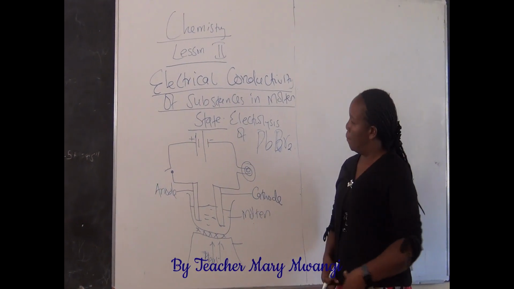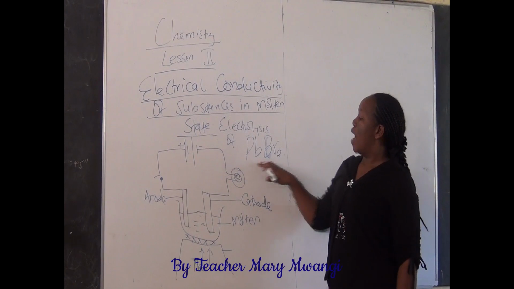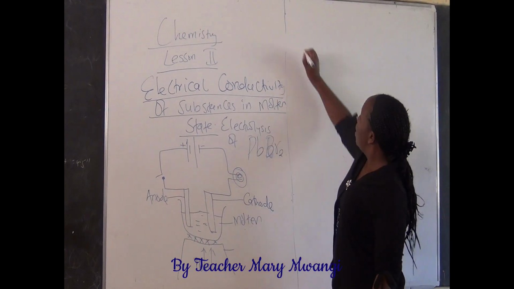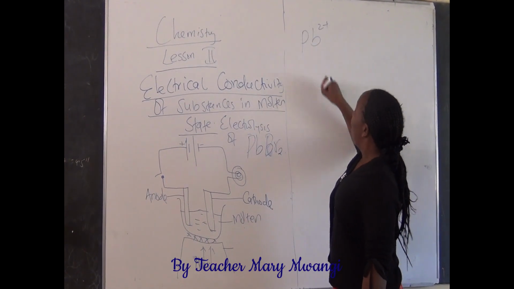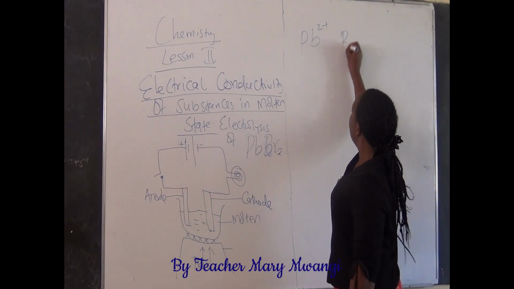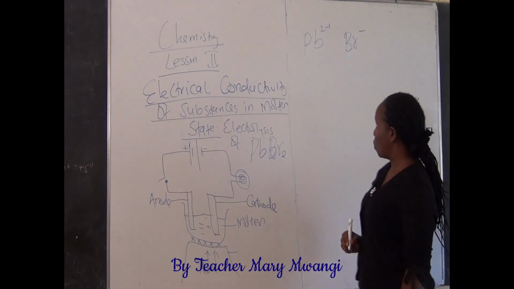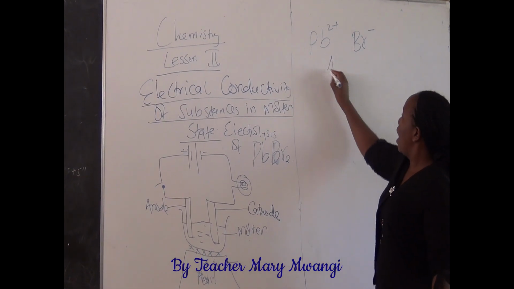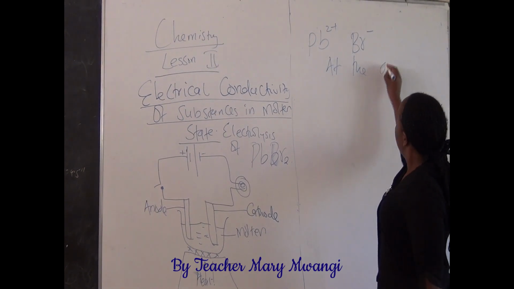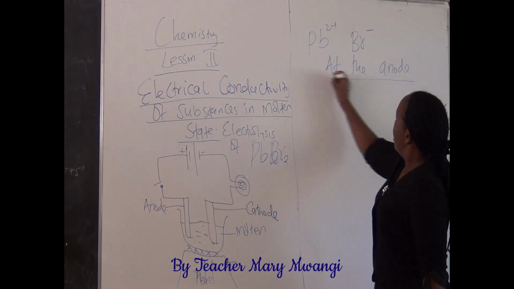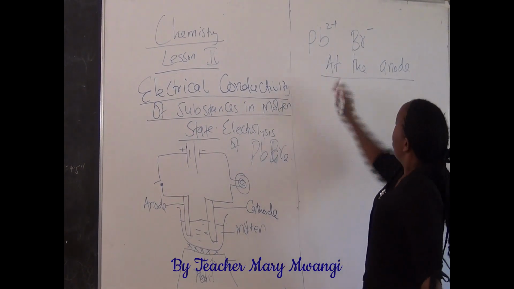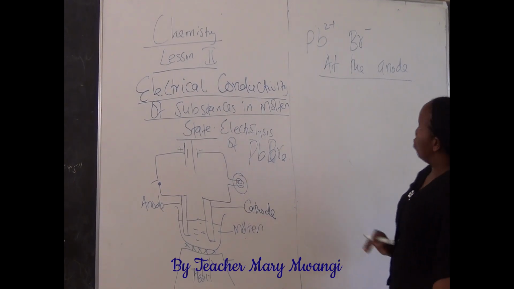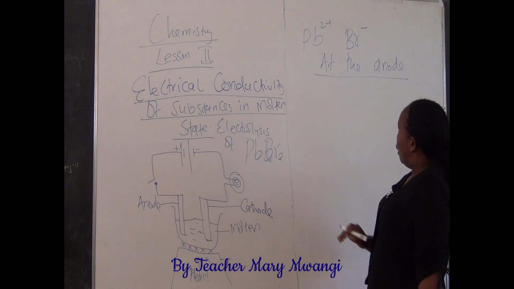So again, we have lead bromide here. It has got 2 types of ions. We have the cations and we also have the anions. The lead ions are the cations, whereas the bromide ions are the anions. So we start with the equation at the anode. And at the anode, which is positively charged, bromide ions are going to migrate there, or they are going to be attracted by that positively charged anode.